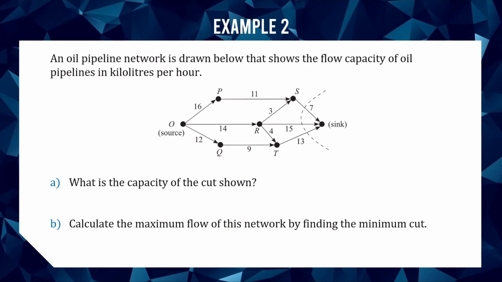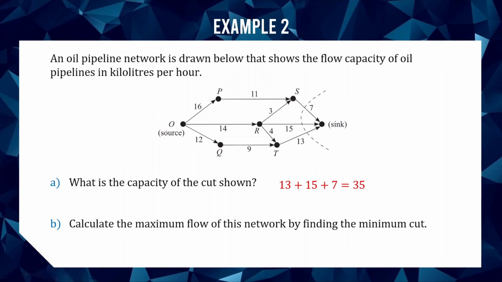Let's do some examples. Here's a network diagram for oil pipelines, and we've got kiloliters per hour once again. There's already a cut on the image, and we want to find the capacity of the cut. Okay, so are they all flowing in the right direction? Yes, they are. All these edges are going from the left to the right, so they're all going to be calculated. The capacity of this cut will be 13 plus 15 plus 7, which is 35.